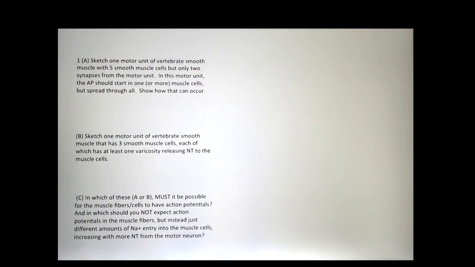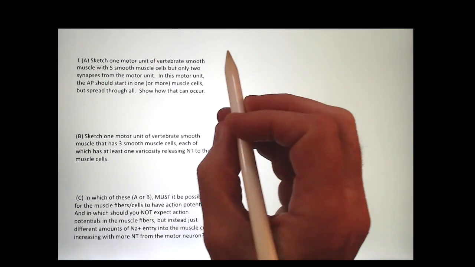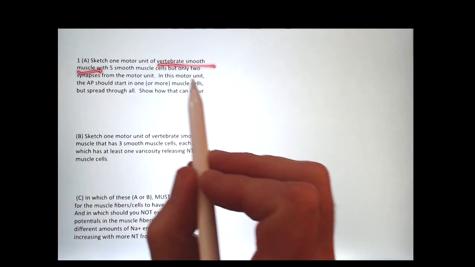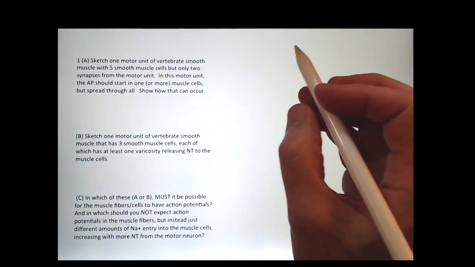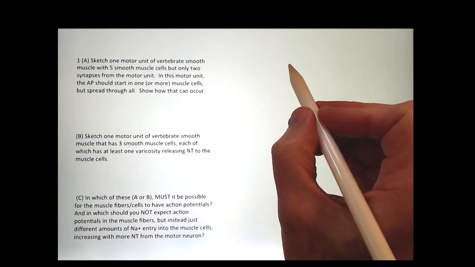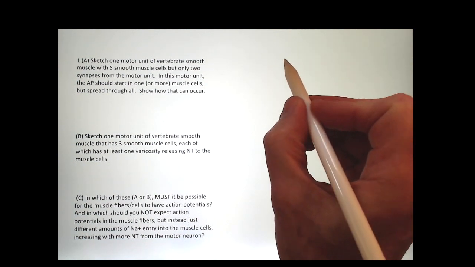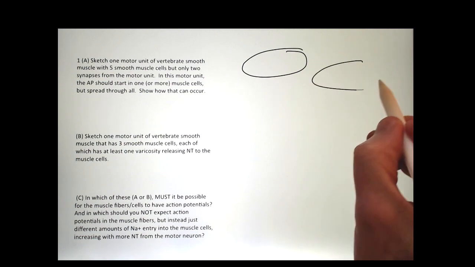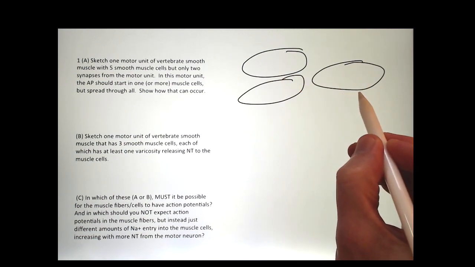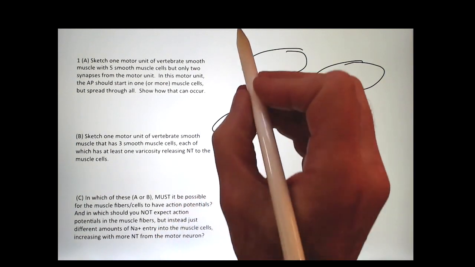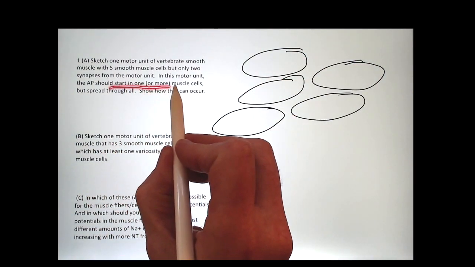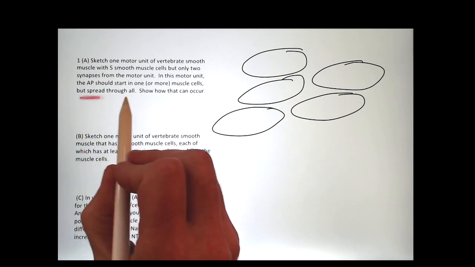This is homework from Muscles Day 3, in which I'm asking you to think through some problems about vertebrate smooth muscle and invertebrate smooth muscle. The first question was to sketch one motor unit of smooth muscle with 5 cells, but only 2 synapses. And the action potential should be able to start in one or more muscle cells and spread through them all.